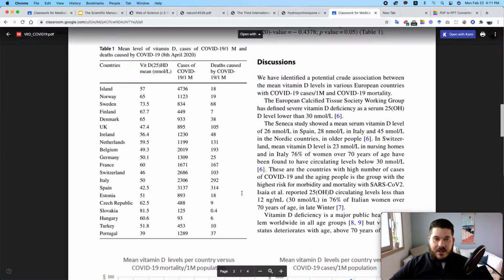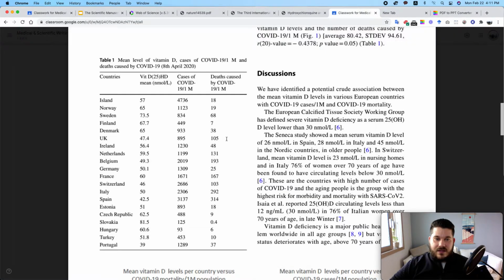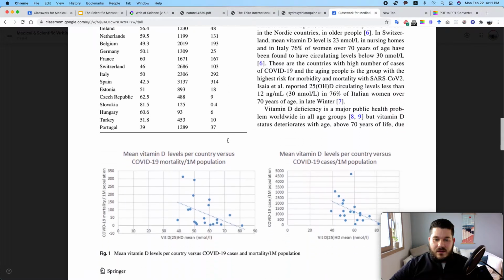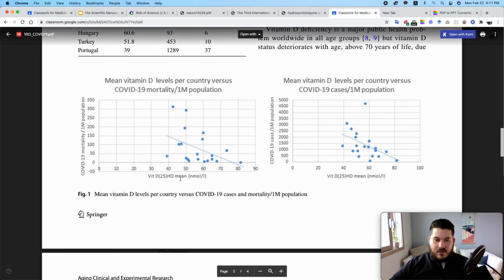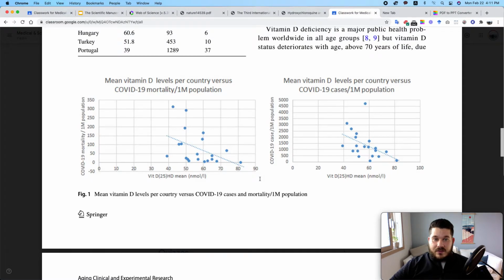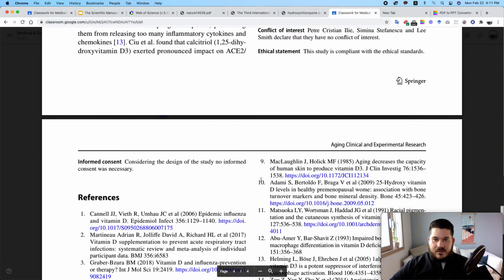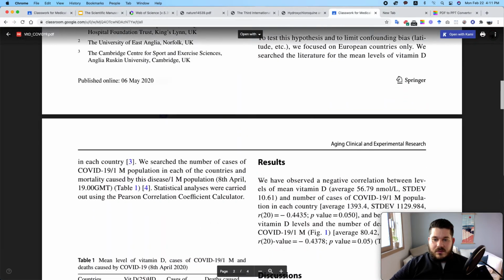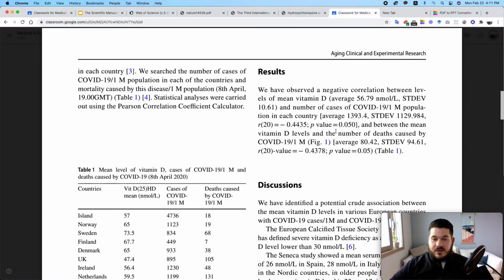So this would be a table here, okay? And here we have countries, vitamin D levels, and coronavirus cases. And then here we have some figures, okay? We can see here the y-axis is labeled, and the x-axis is labeled, and so on and so forth. And just a moment here. Yeah, here we go. So the results in this paper, it's a short section.